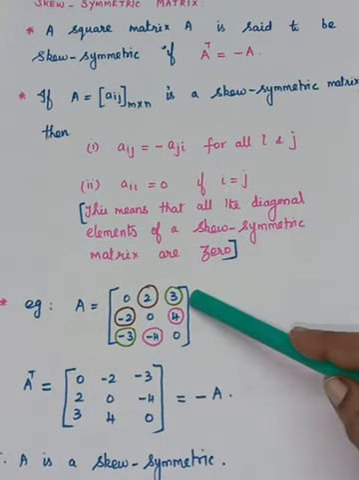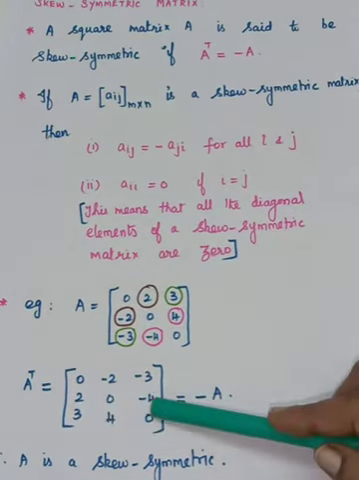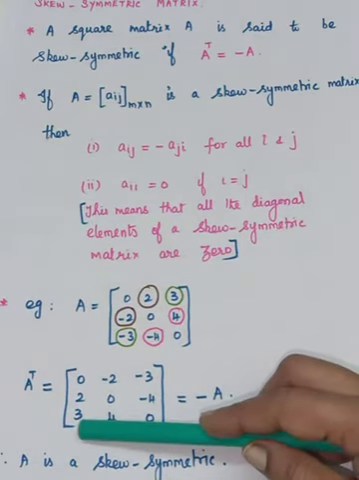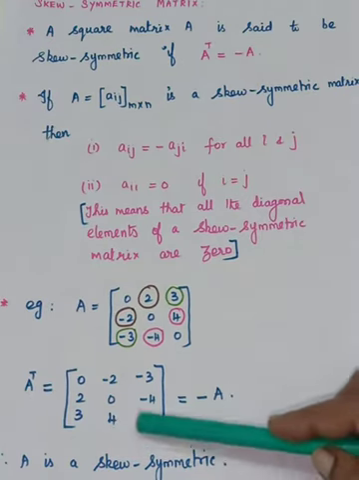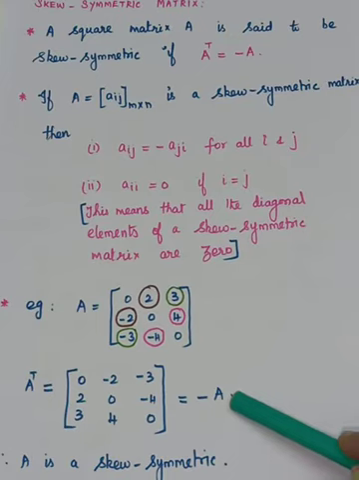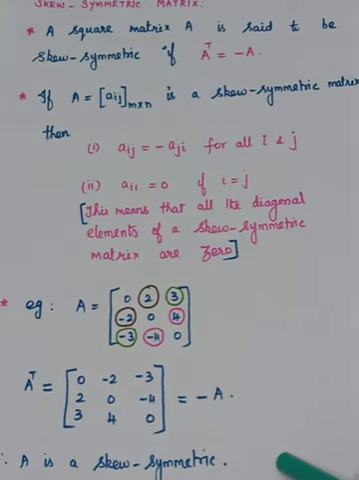That is the first row of A. Here you will have minus 2, 0, 4. That is the second row of A. And here you will have minus 3, minus 4, 0. That is the third row of A. So A transpose is equal to minus A. This matrix is a skew symmetric matrix.